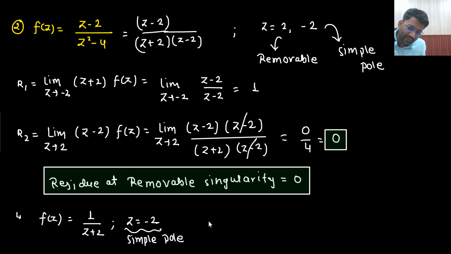And can I find out the residue? Yes sir, residue would be nothing but z plus 2 is creating the problem, remove that, and put limit z tending to minus 2. What is the answer? Answer is 1. So your sum of residue will be simply 1 only.